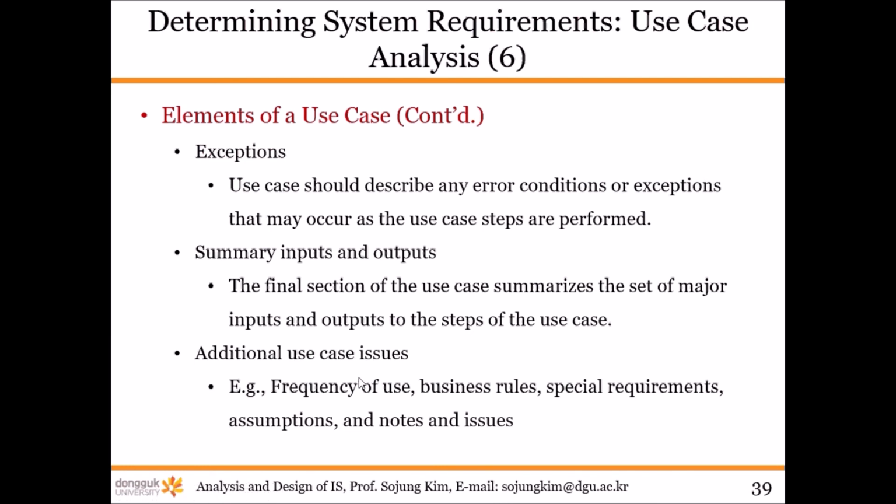And we have three more terminologies. Exceptions. A use case should describe any error conditions or exceptions that may occur as the use case steps are performed. And summary inputs and outputs. The final section of the use case summarizes the set of the major inputs and outputs to the steps of the use case. And additional use case issues here, for example, frequency of use, business rules, special requirements, assumptions, and notes and issues.